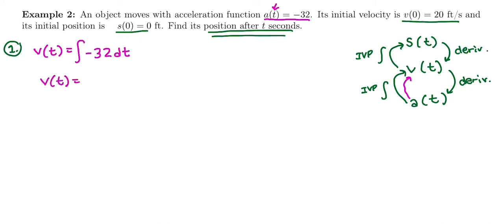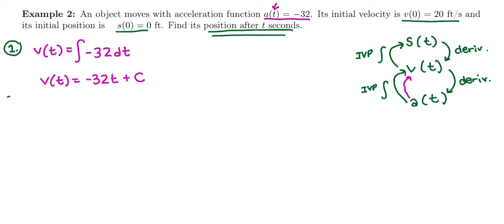So v of t, well, it's just a constant. The antiderivative of any constant is that constant, usually times x plus c, but this one's going to be times t plus c, just because I noticed we were given a of t and not a of x, so we're going to use t's here. All right, so there's our first step.